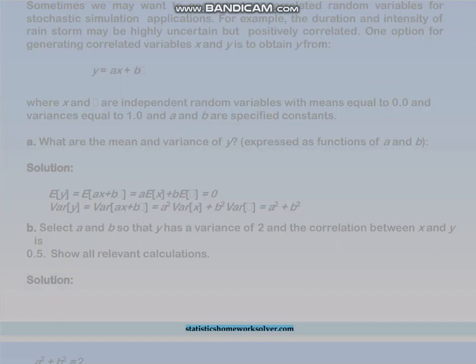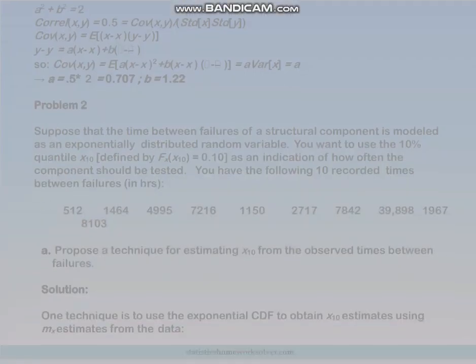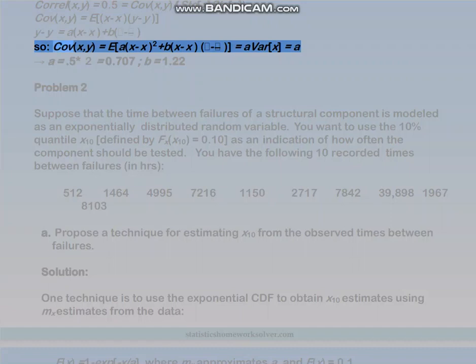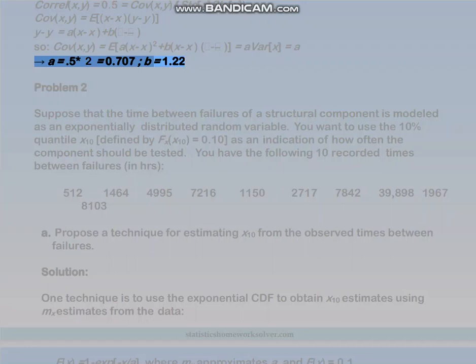a² + b² = 2. Correl(x, y) = 0.5 = Cov(x, y)/(std(x) std(y)). Cov(x, y) = E[x(ax + b)] = a E[x²] + b E[x], so Cov(x, y) = a Var[x] = a. So a equals 0.5 times the square root of 2, which equals 0.707, and b equals 1.22.